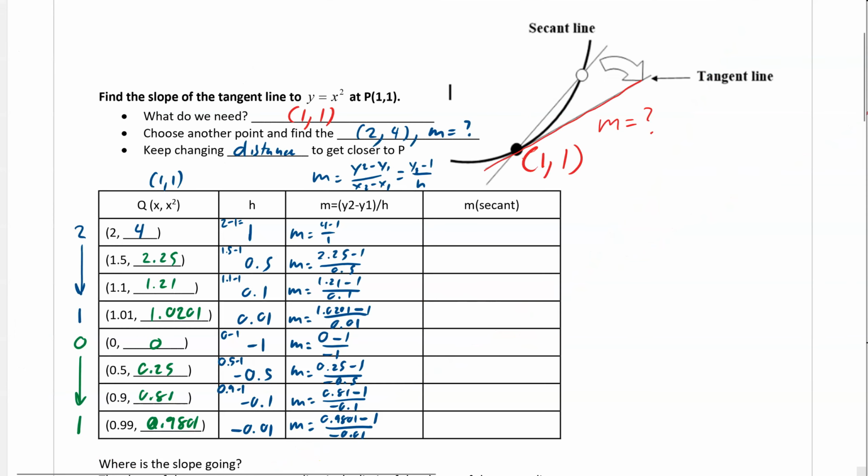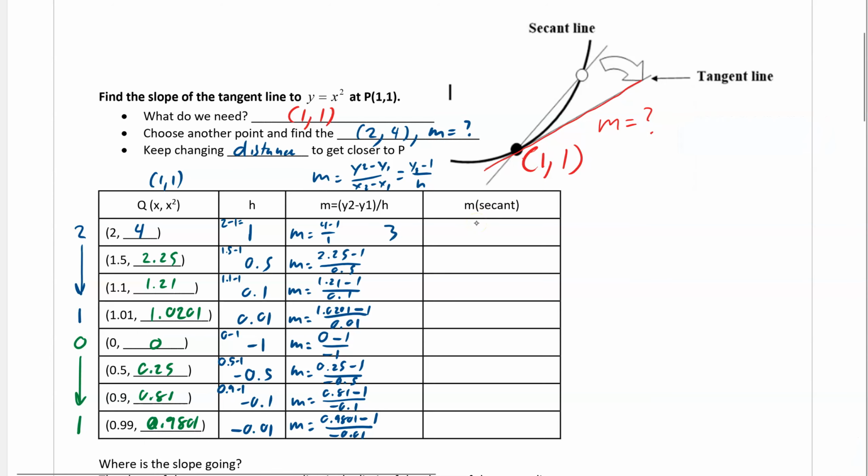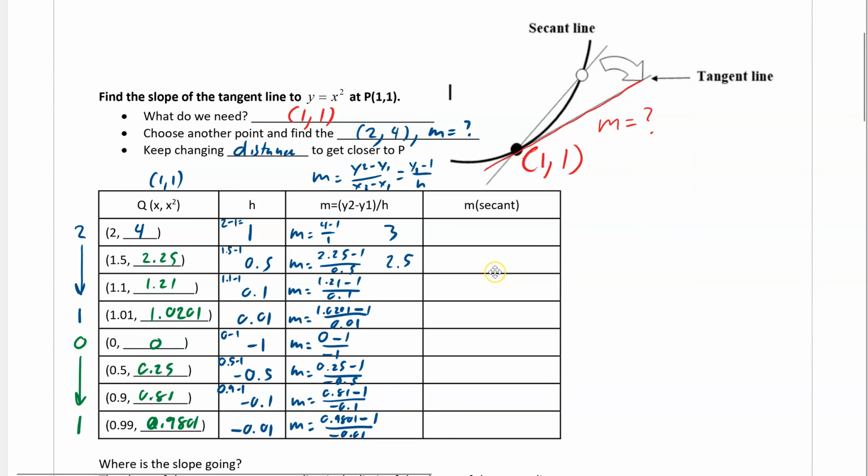And what do we get? So for the first one, it's 3, which is a really bad estimate because we're far away. And as you can see, as we keep plugging these in, they get closer and closer. So it's 3, 2.5, 2.1, and 2.02. Now let's go the other way, because obviously it's not 2.02.